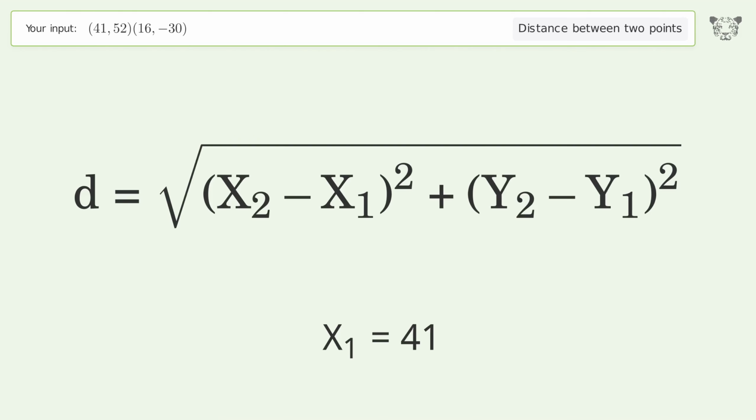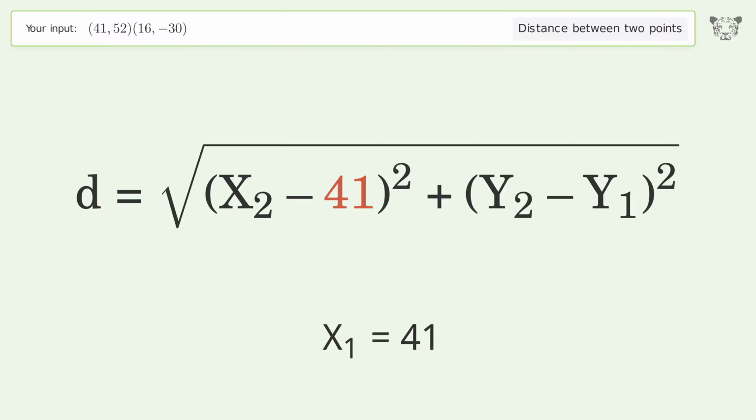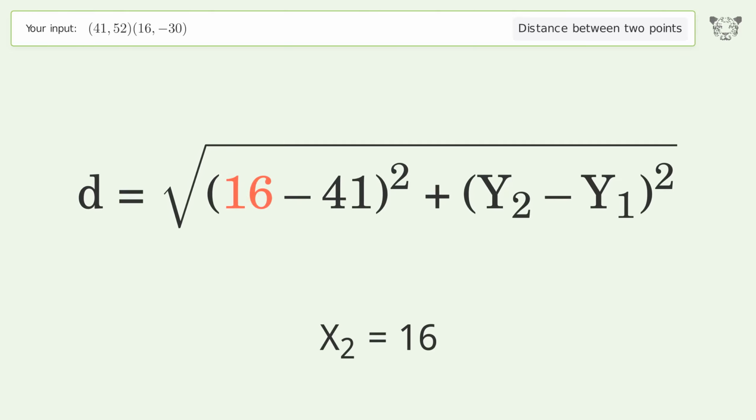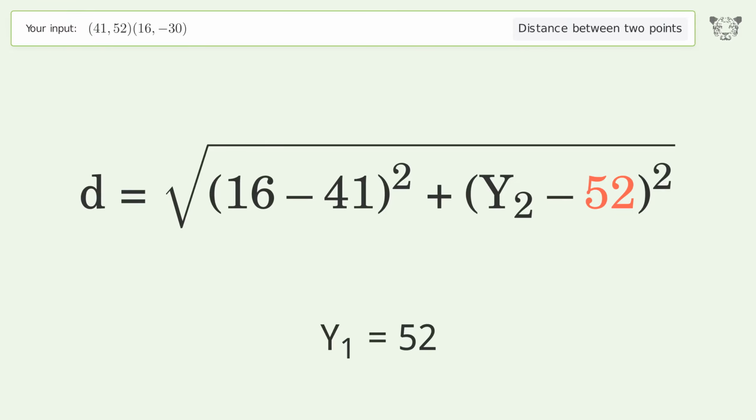x1 equals 41. x2 equals 16. y1 equals 52. y2 equals negative 30.